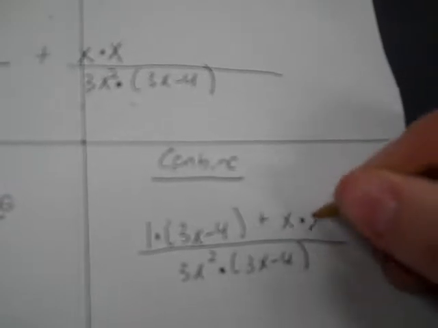Now I'm going to combine the fractions now that their bottoms match up. So I circled just one of the bottoms. So we're going to write 3x to the second times 3x minus 4. And then I write what's on top. So 1 times parentheses 3x minus 4 plus x times x.